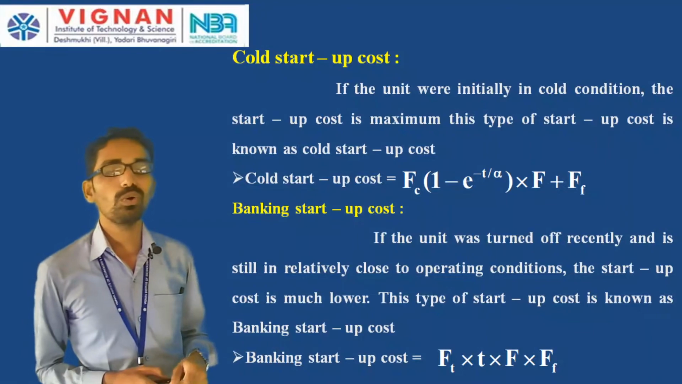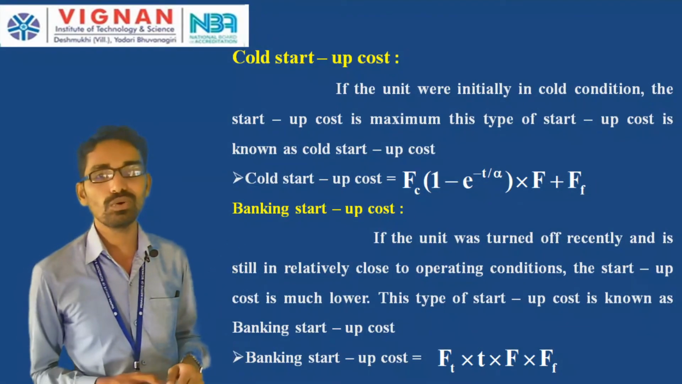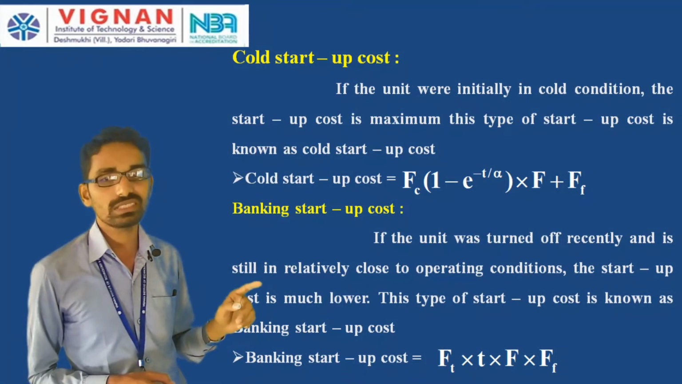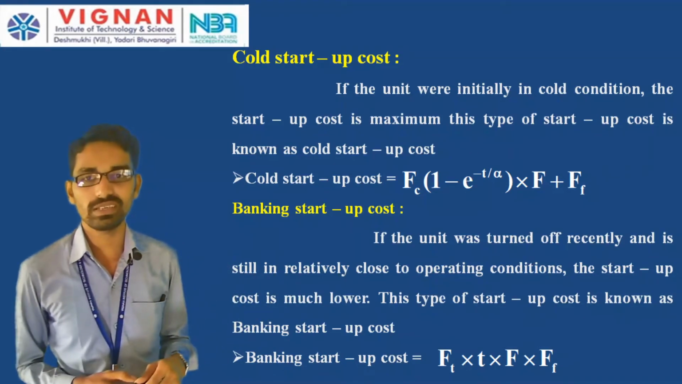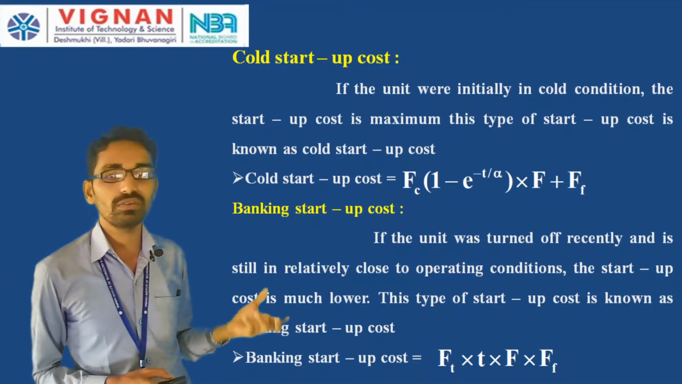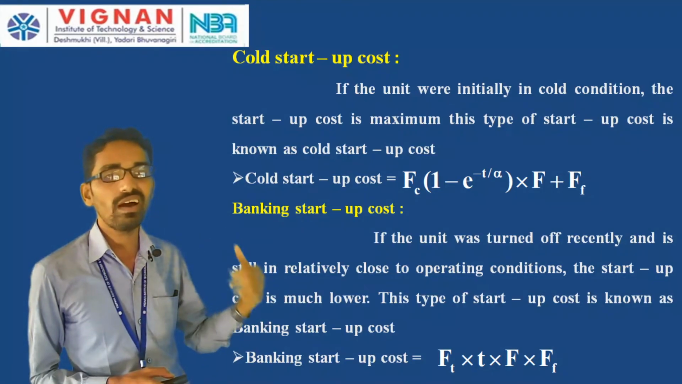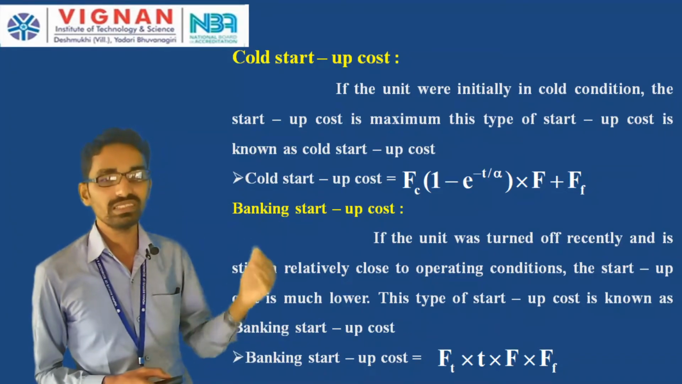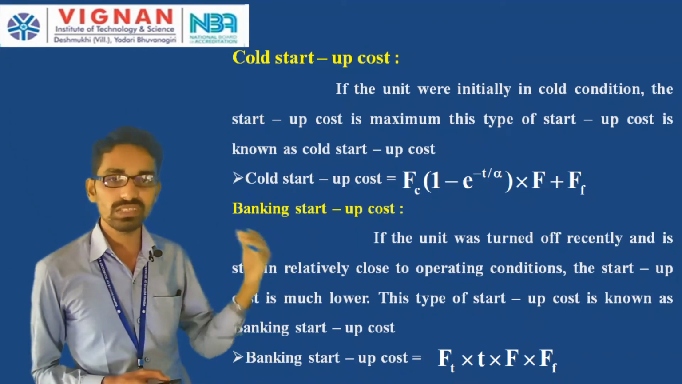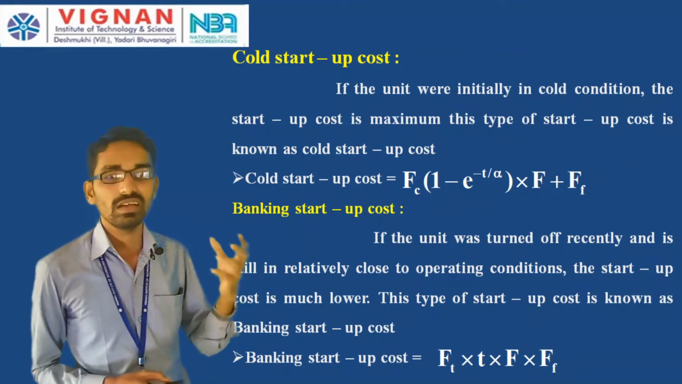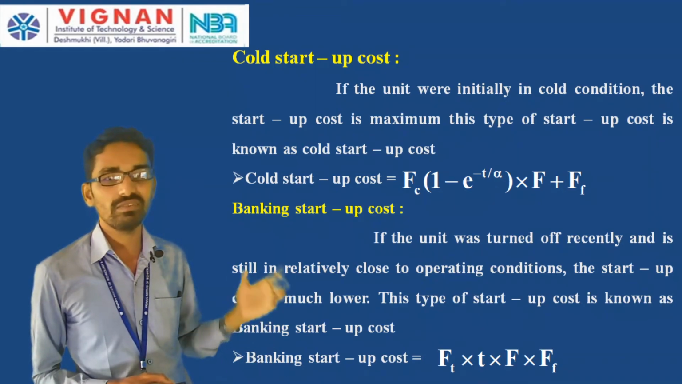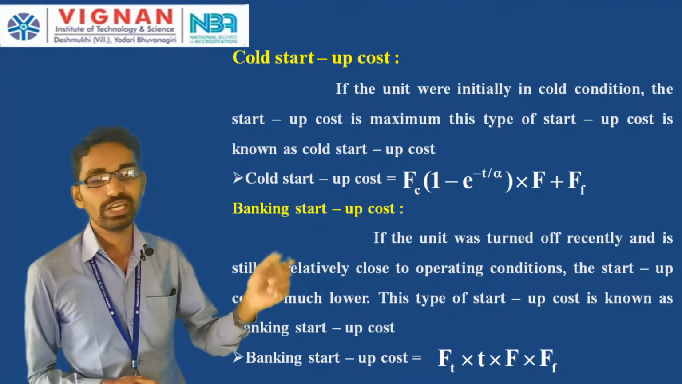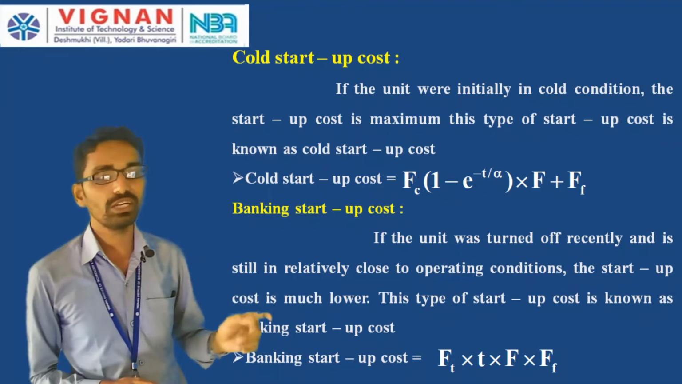Next, cold startup cost: if the unit was initially in cold condition, the startup cost is maximum. This type of cost is known as cold startup cost. That means we have turned off the unit for a long time and after some time suddenly switch it on. It will take a large amount of time and also high cost, because the coal and fuel input needed is high. The equation for cold startup cost is Fc into 1 minus e to the power of minus t by alpha, into F, plus Ff.